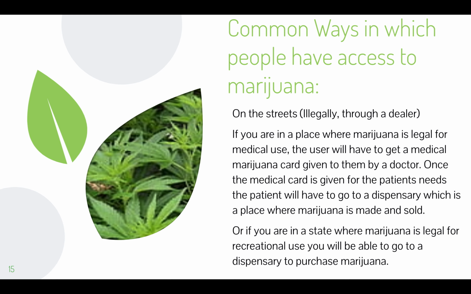If you're in a place where marijuana is legal for medical use, the user will have to go through a series of doctor's appointments to have a medical marijuana card given to them. Once the medical marijuana card is given, the patients can go to dispensaries where the marijuana is manufactured and sold. And if you're in a state where marijuana is legal for recreational use, it's similar to the medical marijuana process, but for recreational use, you can just go to a dispensary if you're over 21 and pick up what you are purchasing.